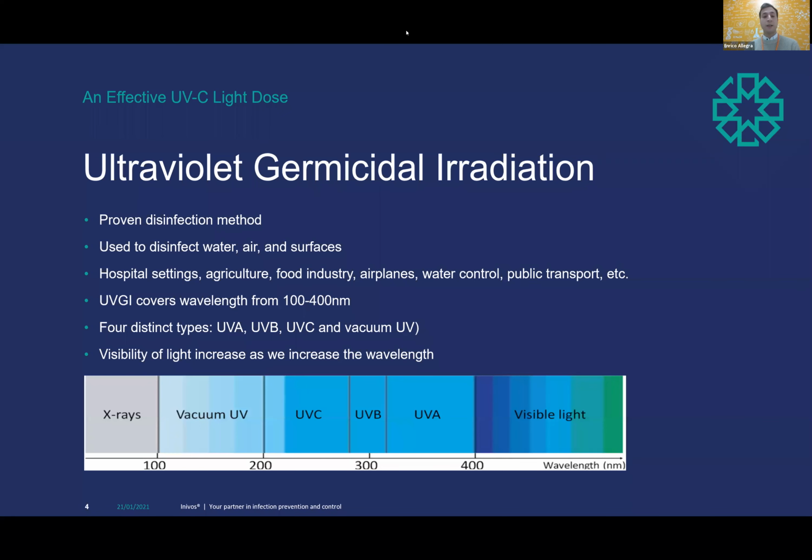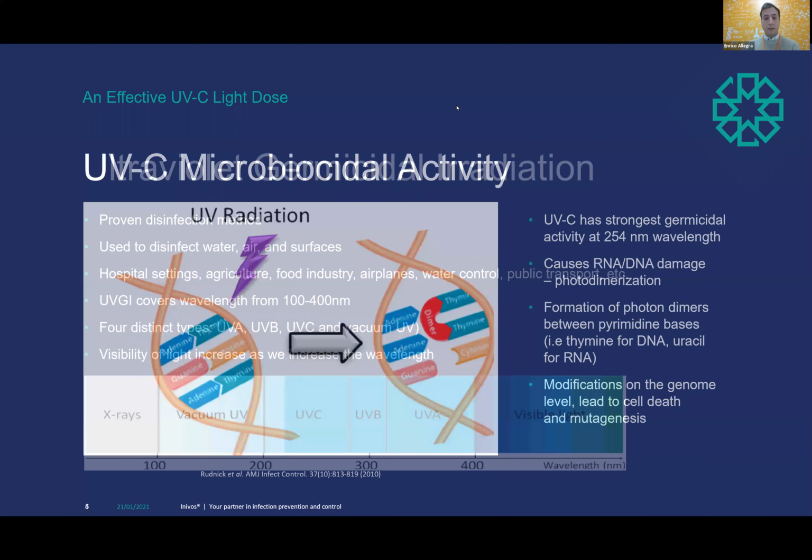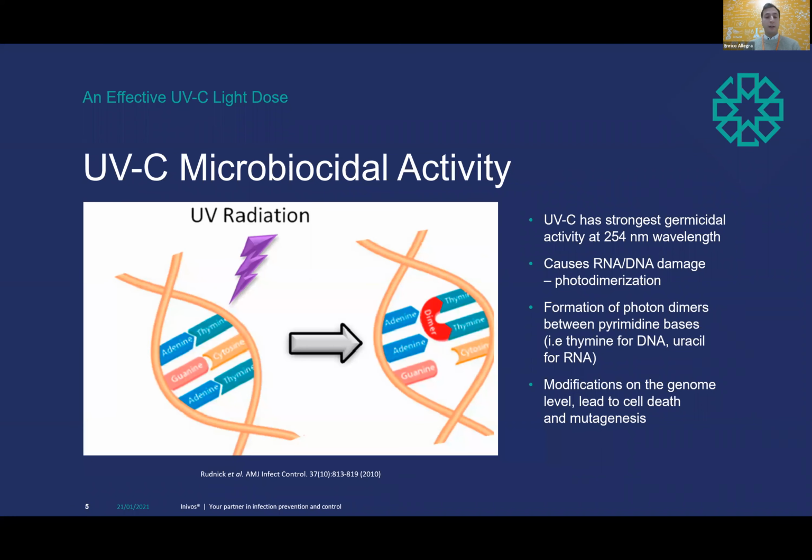This range is then further divided into 4 spectral areas, which are UVA, UVB, UVC, and vacuum UV. Today, we'll primarily focus on UVC light, as we'll show, it's proven to be the most effective. If we move on to the next slide, we can start talking about the mechanism of action of UVC and how efficacy is achieved.